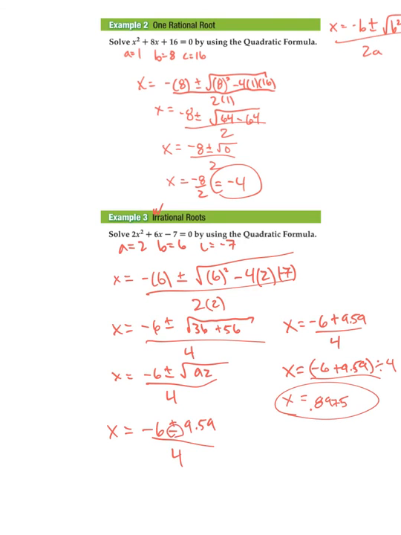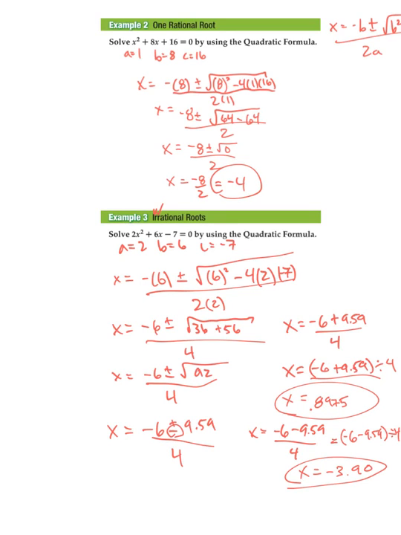Now we've got to take care of the minus one. x equals negative 6 minus 9.59, all divided by 4. Again, guys, you're plugging that in as negative 6 minus 9.59, simplifying all that, and then dividing by 4. Doing all that on your calculators, you should get negative 3.90. So those are your two solutions, both irrational roots.